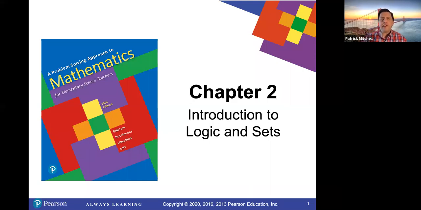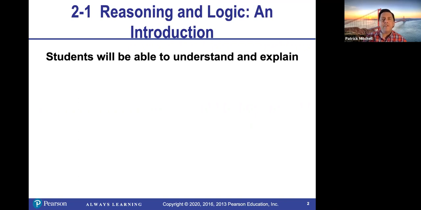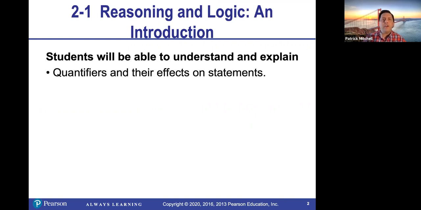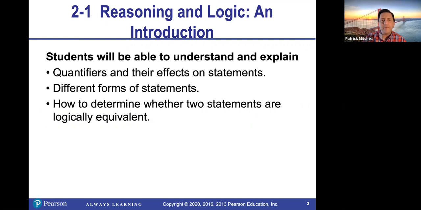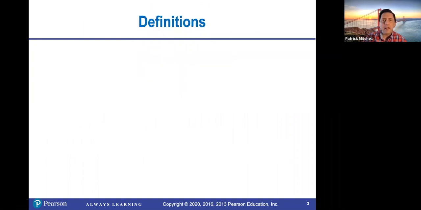Today we're going to start Chapter 2 on Introduction to Logic and Sets. And in this section, we're going to talk about reasoning and logic and introduction. So the objectives of this section are to talk about quantifiers and their effects on statements, different forms of statements, how to determine whether two statements are logically equivalent, how to develop logical arguments, how to determine whether an argument is valid, and that's it.